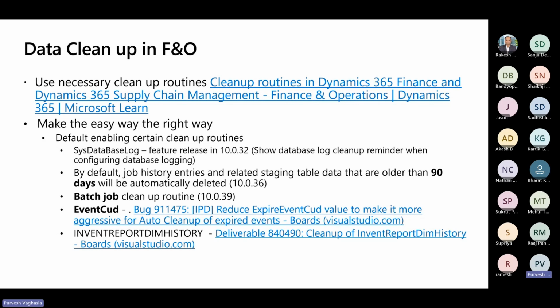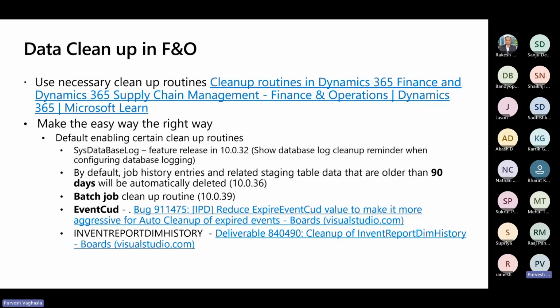Another example is the batch job history. Batch jobs are executed, then you may need to clean up. On top of that, with 10.0.39 we brought the batch cleanup as well. That was not available earlier, because some customers keep on creating new batch jobs, even to support their integration scenarios and other business scenarios. Over a period of time we have seen that the data in the batch job tables and batch task tables has increased. So with 10.0.39, the cleanup routine is available to clean those up as well.